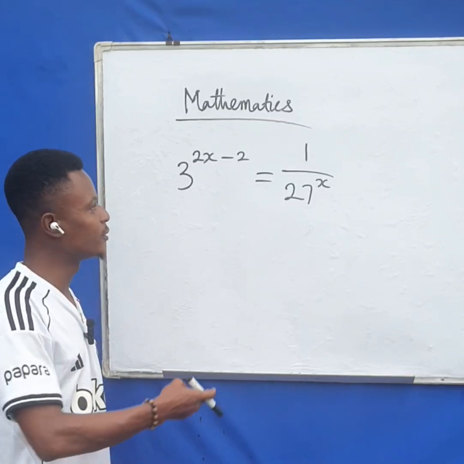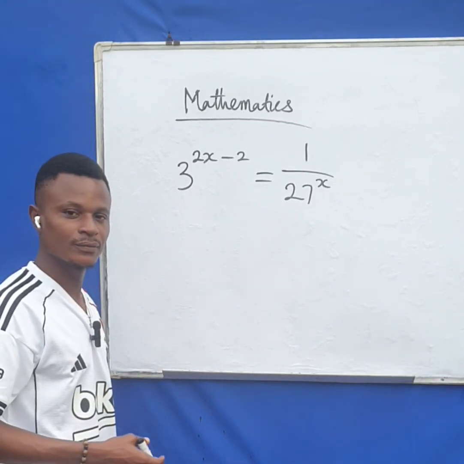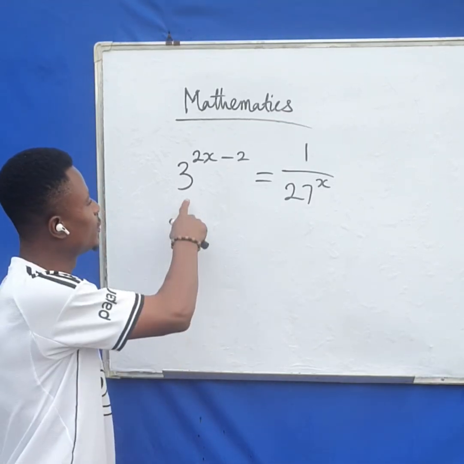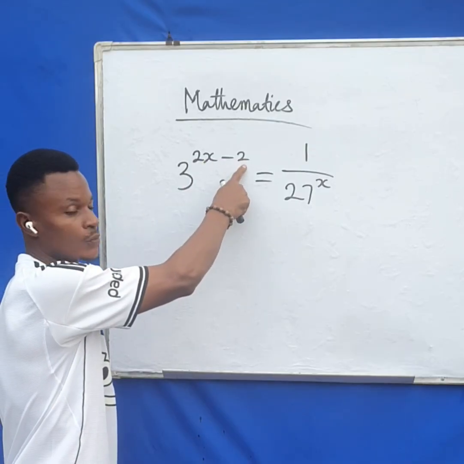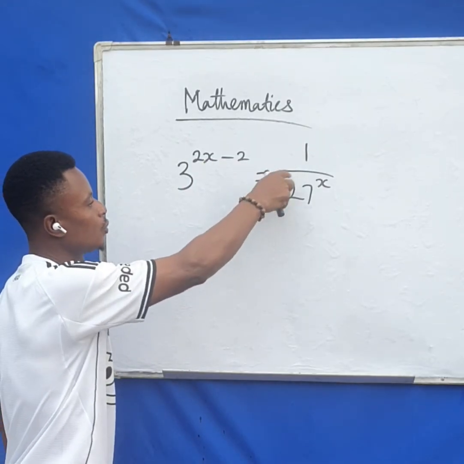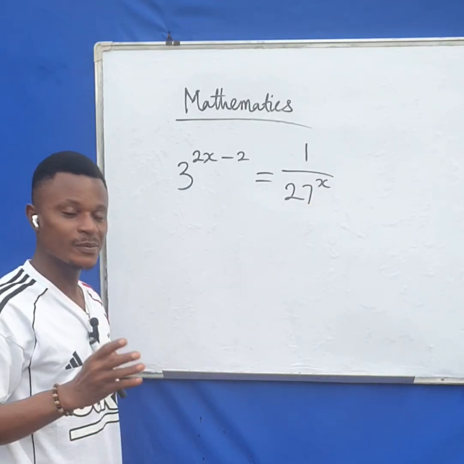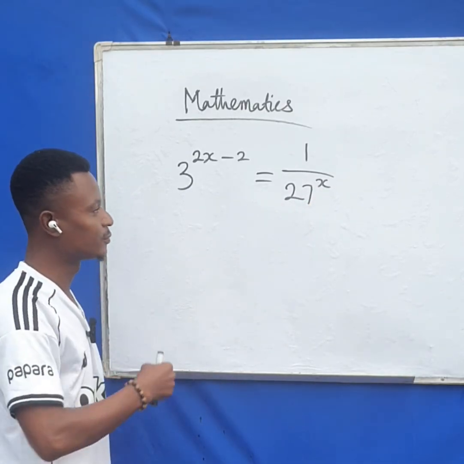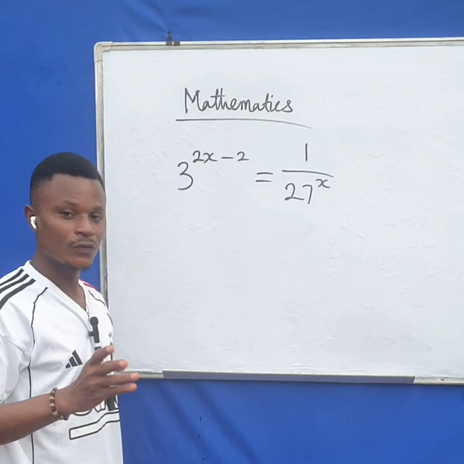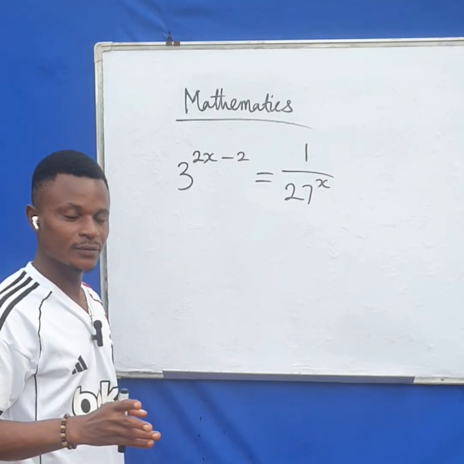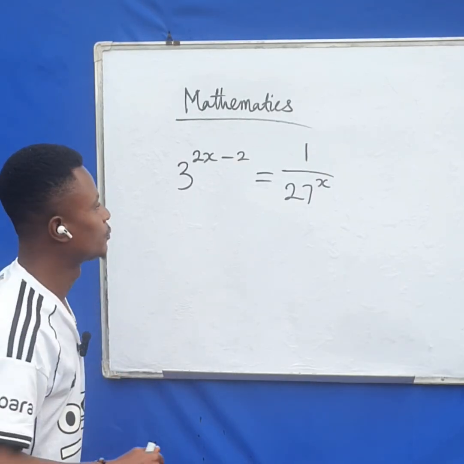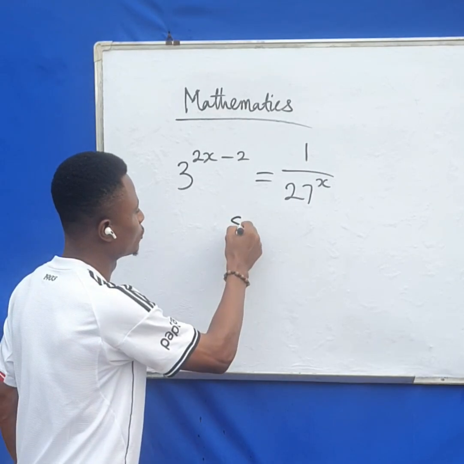Let me show you how to solve this last question on the board. You are given 3 raised to the power of 2x minus 2 equal to 1 over 27 raised to the power of x. And we are expected to find the value of x. If you want to solve this question correctly, this is what you need to do. Here is the solution.